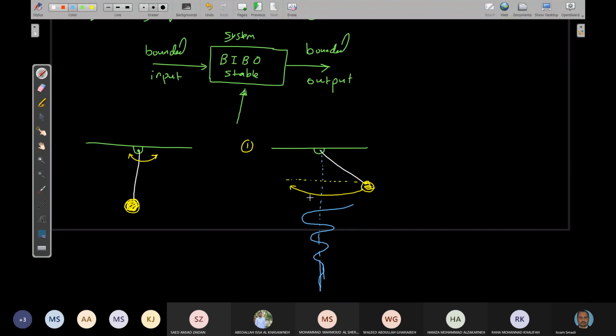Yes. It will oscillate. The potential energy will be converted to the kinetic energy. Then the kinetic energy will be converted to the potential energy. But because I'm having friction and losses, this means that certain energy will be lost along the way. So it swings and oscillates until reaching the equilibrium point, or the origin. So this system is called what? Stable system.